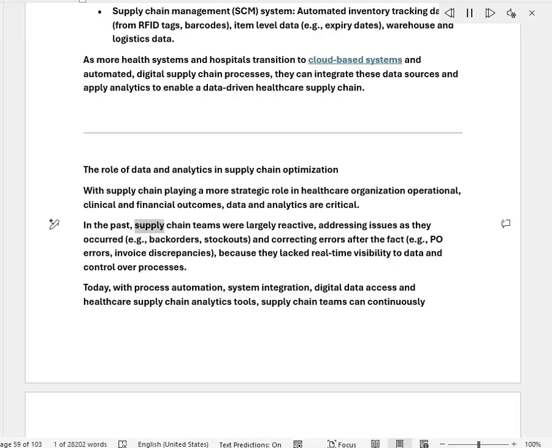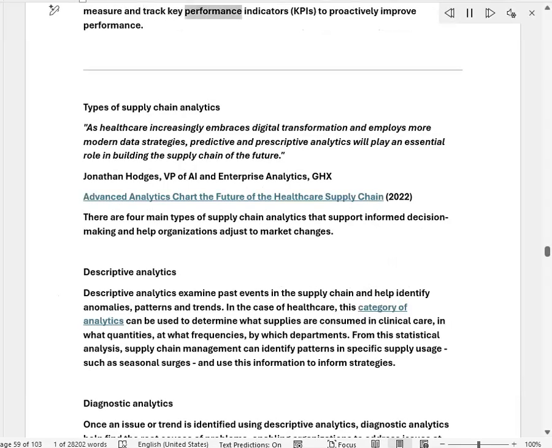In the past, supply chain teams were largely reactive, addressing issues as they occurred, for example back orders, stockouts, and correcting errors after the fact, for example PO errors, invoice discrepancies, because they lacked real-time visibility to data and control over processes. Today, with process automation, system integration, digital data access and healthcare supply chain analytics tools, supply chain teams can continuously measure and track key performance indicators, KPIs, to proactively improve performance.